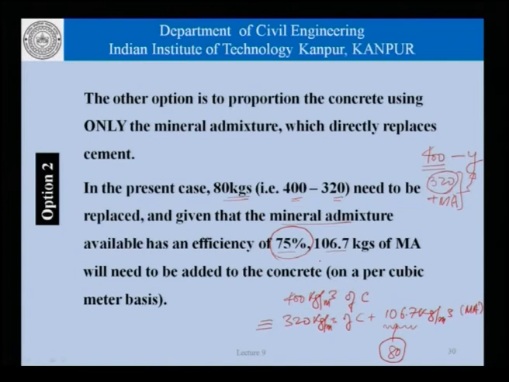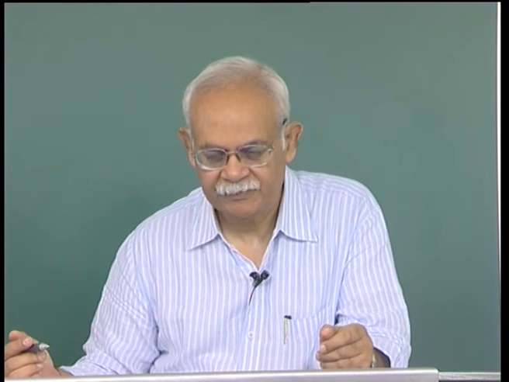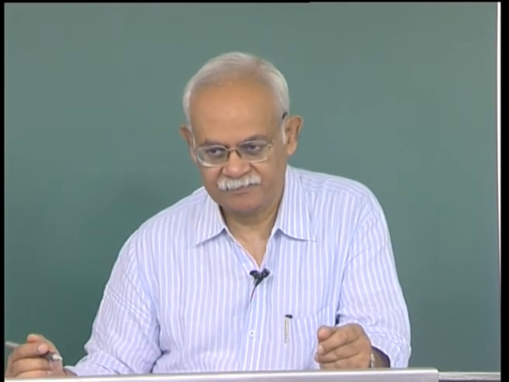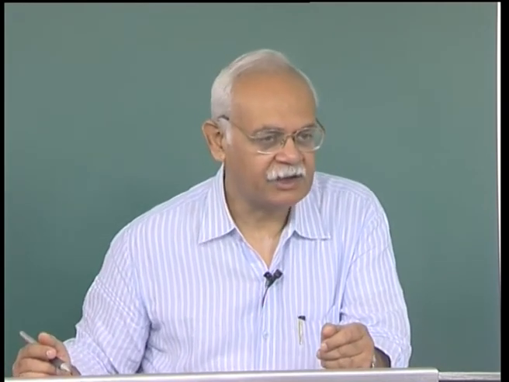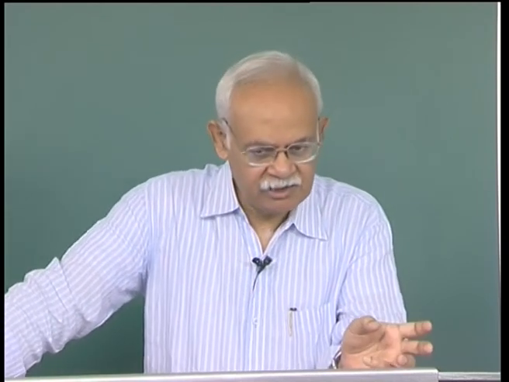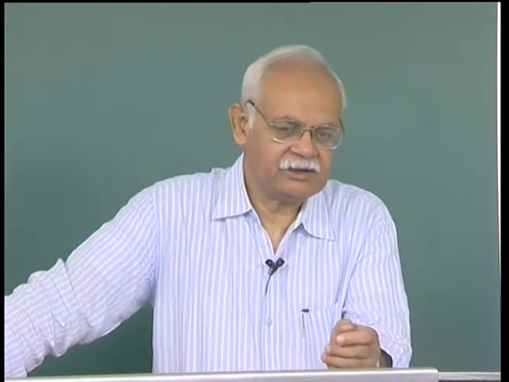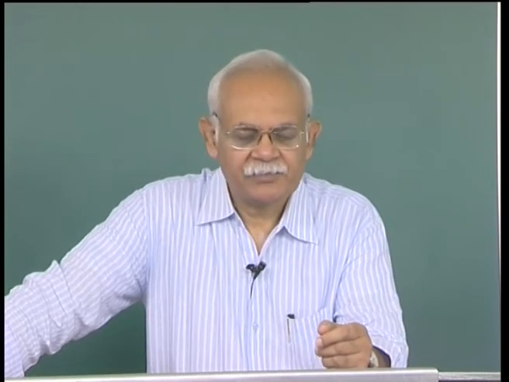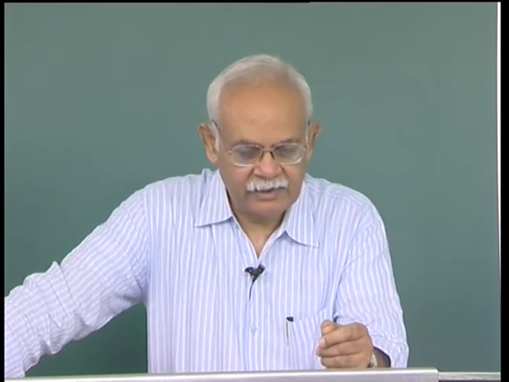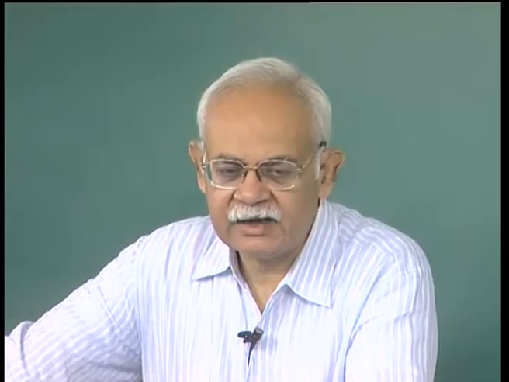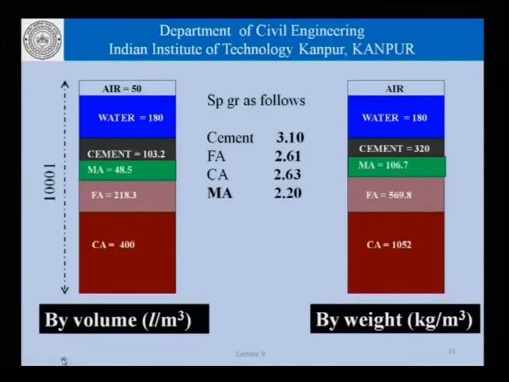If the efficiency was something different, then we will need to use more or less of the mineral admixture. If we are able to identify a mineral admixture which has the same efficiency as cement, then we can replace it on a 1-to-1 basis. Instead of using cement, we use the same amount of mineral admixture. Typically, the mineral admixtures that we have in the market, the kind of things which are available with us, have an efficiency which is lower than 1, and therefore, we need to have more of the mineral admixture than the parent cement. And if we do that exercise, then this is what we get.